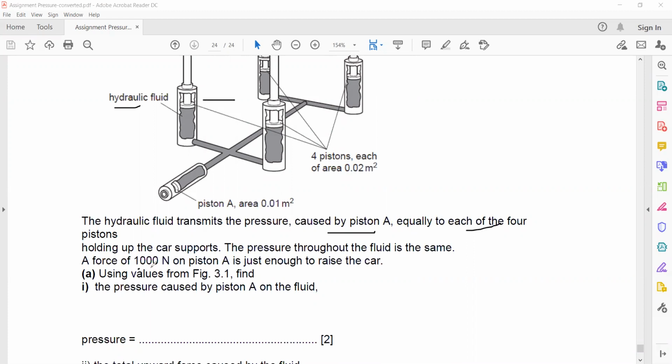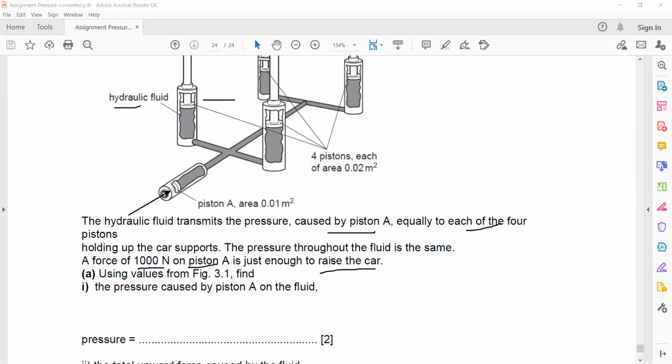A force of 100 Newton is applied on piston A. That is just enough to raise the car. Use the value from figure 3.1 to find the pressure caused by piston A on the fluid. So how much pressure is applied by piston A on the fluid?